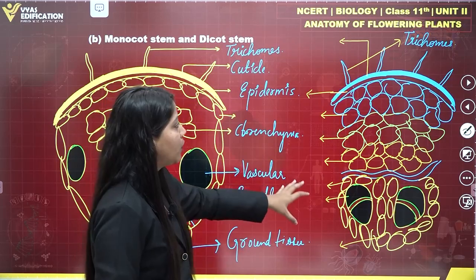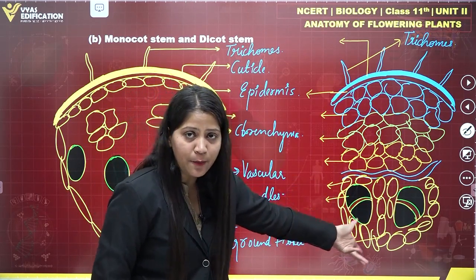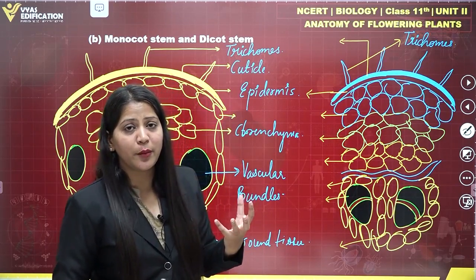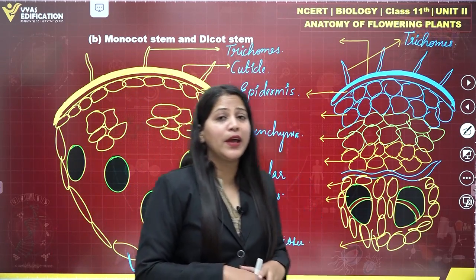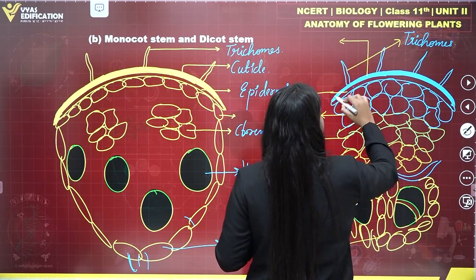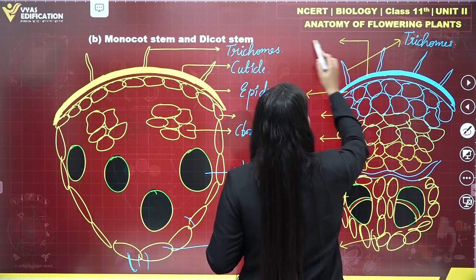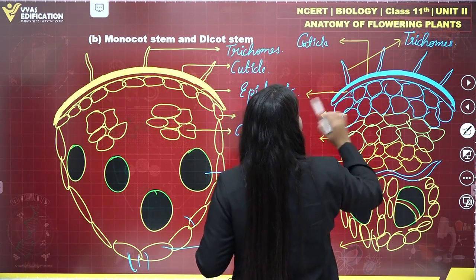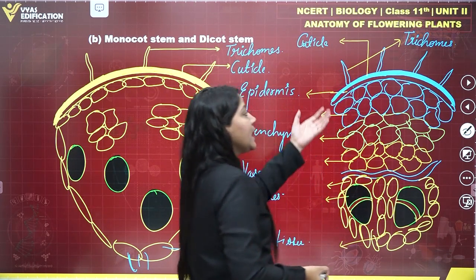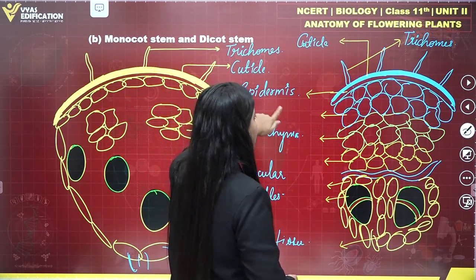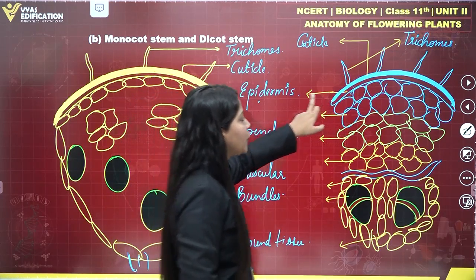Now let's talk about the labeling of dicot stem. In the dicot stem also we have trichomes, which are hair-like structures present in the stem. Then we have cuticle also in this. So the first layer here is actually cuticle. This is also cuticle in dicot stem. Then the second layer next to cuticle is epidermis. Here epidermis, this is also epidermis.